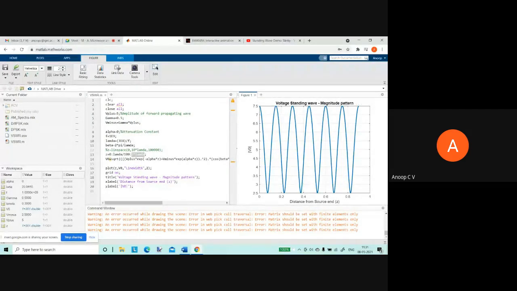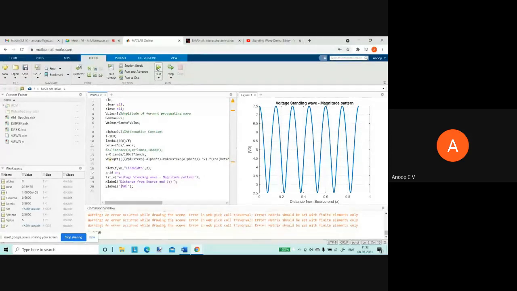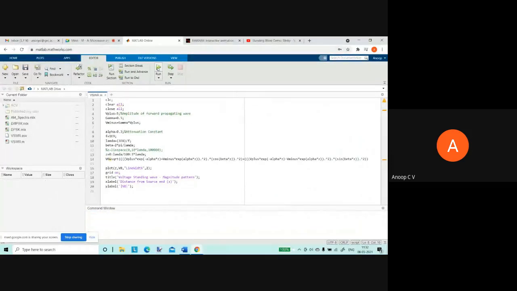Whatever we have derived, I just wanted to verify using the simulation that it is correct. This is for alpha equal to 0, and for alpha equal to 0 you can see the maxima value is constant throughout, V plus plus V minus, and the minima V plus minus V minus. Now I'll increase the value of alpha. I'll make alpha equal to 0.3. Then please observe what is happening.